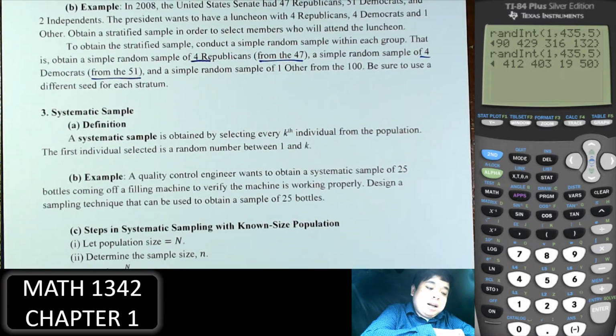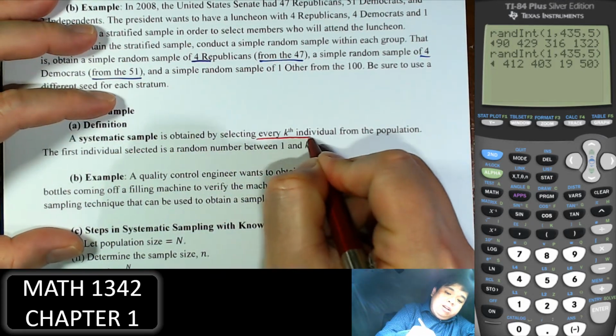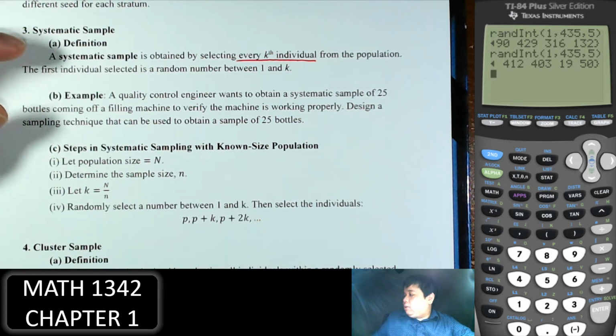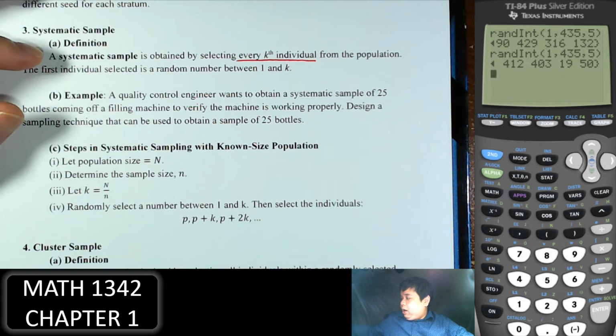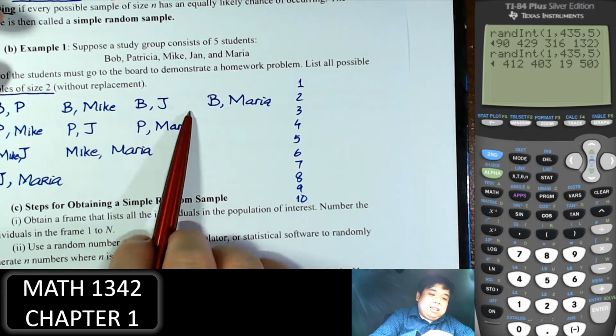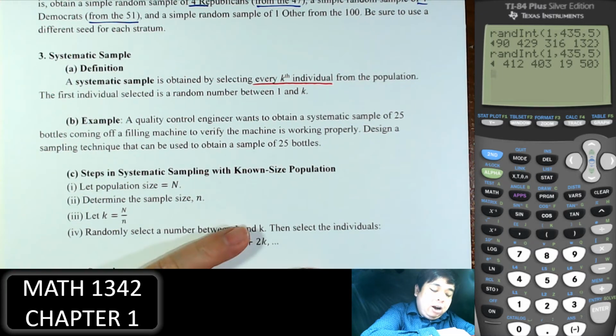Next, systematic sample. A systematic sample is obtained by selecting every kth individual from the population. The first individual selected is randomly numbered from 1 to k. Right, so the key of systematic is every k individuals, and the first one from 1 to k. For example, if we talk about the earlier example that we have, 10 samples like this, and we want to choose one of those.